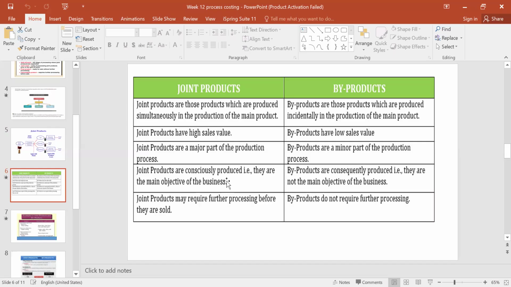Joint products are consciously produced. They are the main objective of the business. They are targeted: you first set a target, then you produce. Byproducts are produced consequently. They are not the main objective of the business. Joint products may require further processing before the final sale. Byproducts need no further processing. This is the difference between joint product and byproduct.